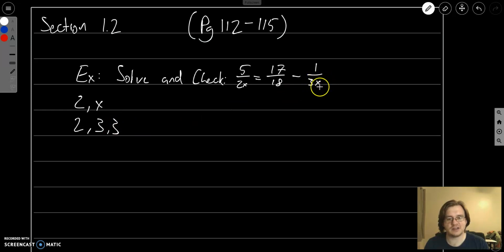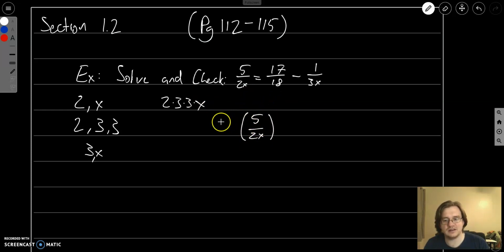The last fraction over here is 3x. So 3 and x are the two factors. So we need a factor of 2, a factor of x, and 2 factors of 3, in fact. So we need 2 times 3 times 3 times x, and each one of these will go into that. So this happens to be 2 times 3 times 3, which is 18x. So I'm going to take both sides and multiply them by 18x.